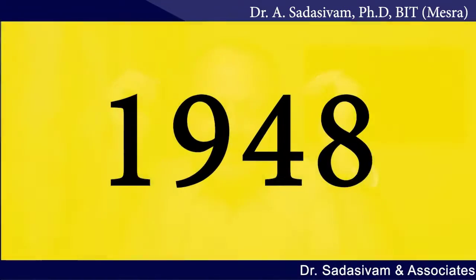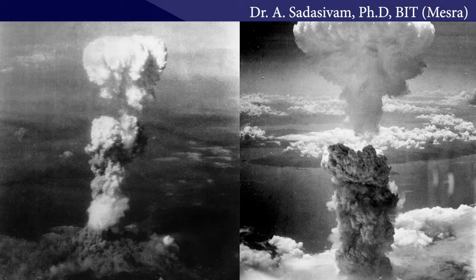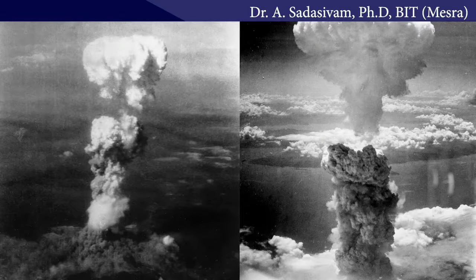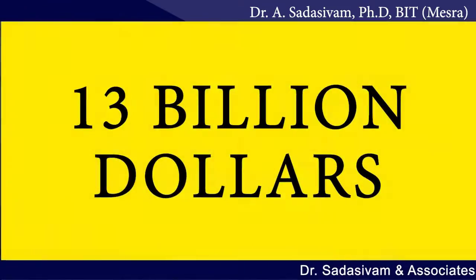This was passed in the year 1948 in order to provide aid to countries in Western Europe. Remember, the Second World War ended in 1945 after bombing Hiroshima and Nagasaki in response to the Pearl Harbor tragedy and lots of things. But largely it ended with the bombings in Hiroshima and Nagasaki, which marked the end of World War II. So in the year 1948, when this plan was passed to provide aid to Western Europe, more than $13 billion was sanctioned as aid.